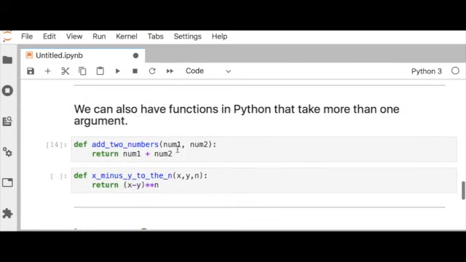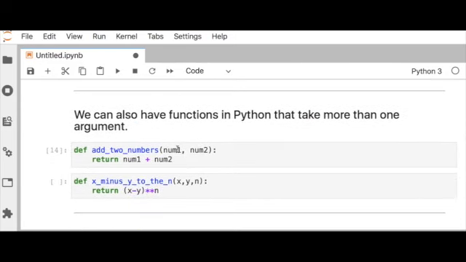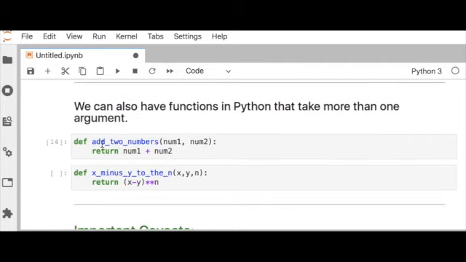One more thing to mention, you can also have functions in Python that take more than one argument. So here I have a function add 2 numbers num1, num2, and it does what it says it should. It returns num1 plus num2.